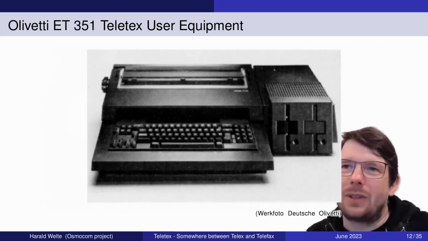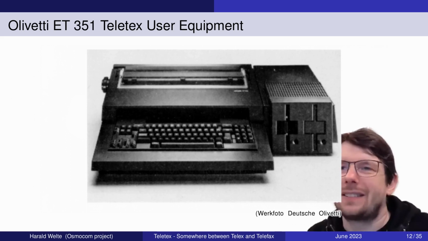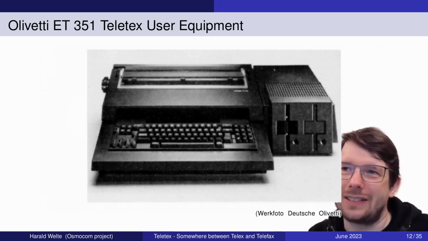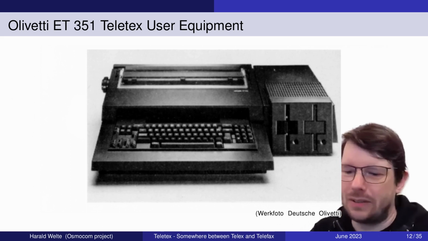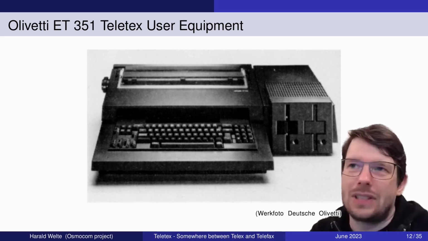This is a very common model that was sold significantly in Germany, the Welte ET351, 351 TTX. I'm not sure if there was a version without TTX. So here you can also see the 1 or 2 floppy drives attached to it on the right-hand side. And the floppies were used then to store the documents that you received or transmitted. So you could store them digitally for later editing or these kinds of things.